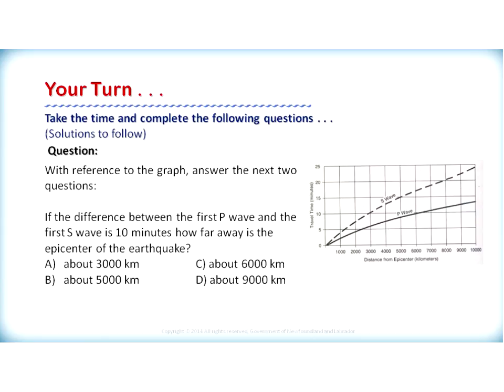So if we look at the question, we see that the first P wave and the first S wave were 10 minutes apart. So this will be your difference in arrival times. So if we look at the difference in arrival time, we need to match up 10 minutes between the P wave line and the S wave line.